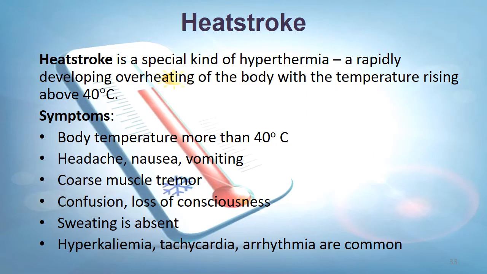Heat stroke. It is a special kind of hyperthermia, and it consists in a rapidly developing overheating of the body with the temperature rising above 40 degrees Celsius. Symptoms include rise of body temperature to above 40 degrees Celsius, headache, nausea, vomiting, coarse muscle tremor, confusion, loss of consciousness, no sweating, hyperkalemia, tachycardia, arrhythmia. The symptoms may be complicated by hypovolemic shock, disseminated intravascular coagulation syndrome, rhabdomyolysis, lactic acidosis, liver and kidney failure, cerebral edema, pulmonary edema.